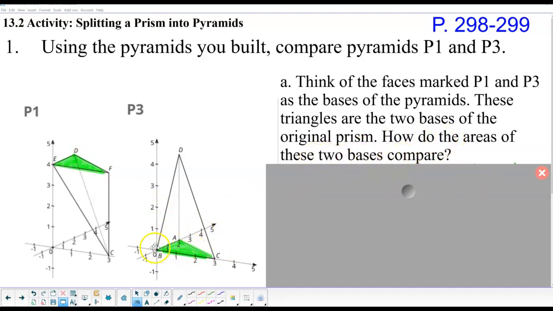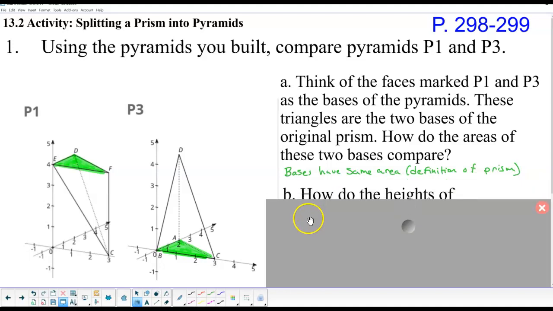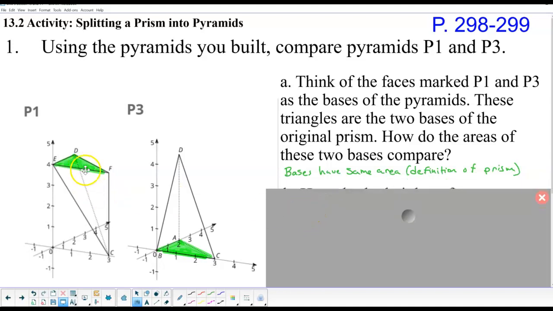Well, because this is centered right at the origin, and we know that an axis is a 90-degree angle, these are actually two right triangles. And you could calculate the area if you wanted to, and you would do 2 times 3 times a half. So 2 times 3 is 6, cut in half would be 3. I would get 3 units squared for the area of each one of these triangles. But you don't really need that if you knew that these two bases came from a prism.